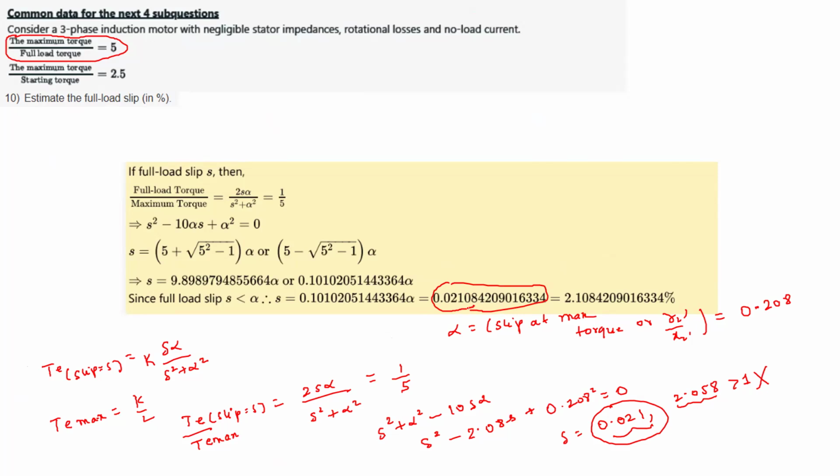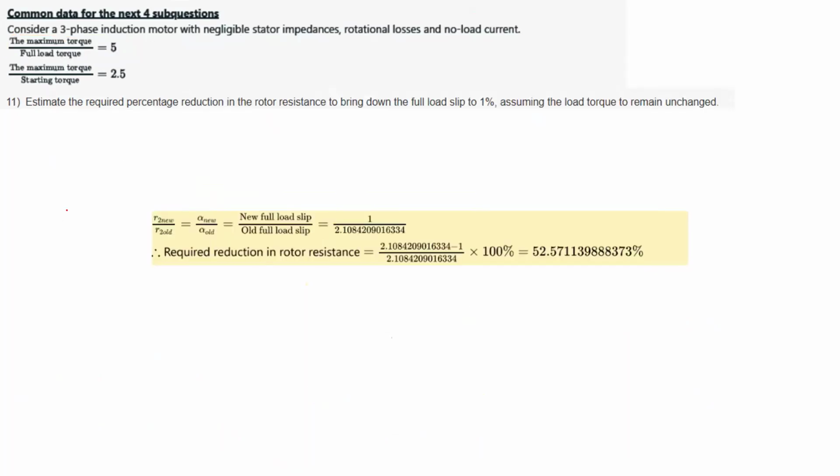This was also simple. Now we will see the last question. In this last question, they are saying to estimate the required percentage reduction in the rotor resistance to bring down the full load slip to 1%. Okay, so how to do this? Let us see. Assuming that the load torque is unchanged. So you can do it in two ways.